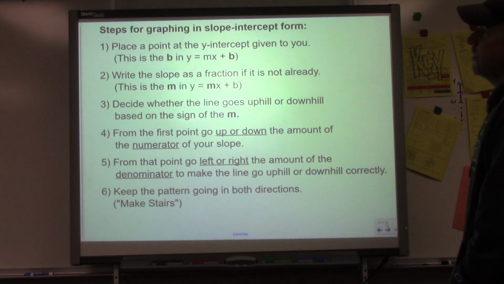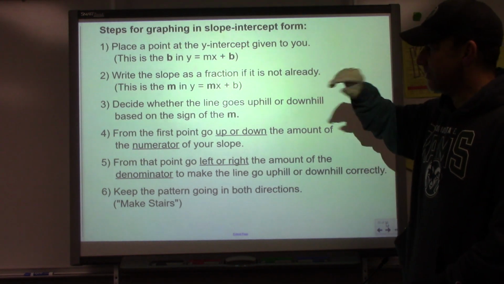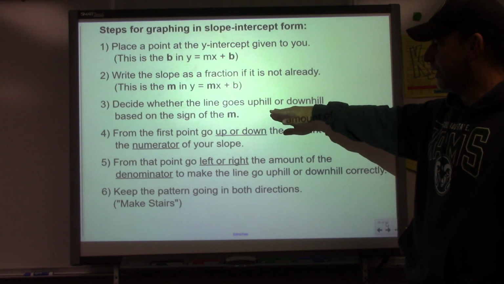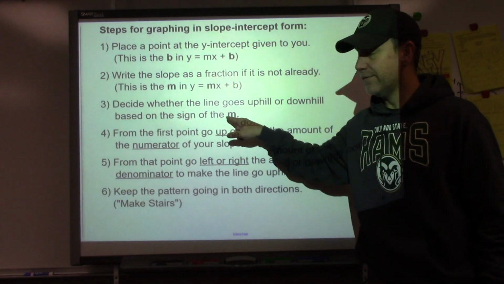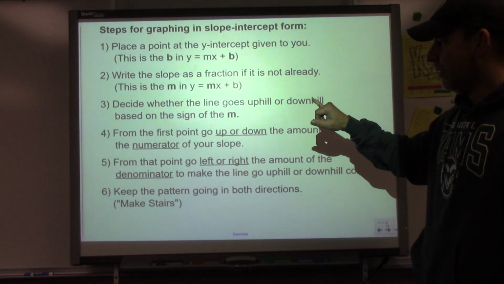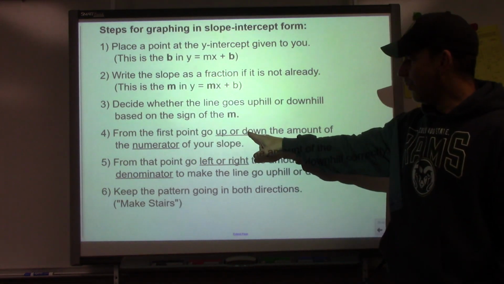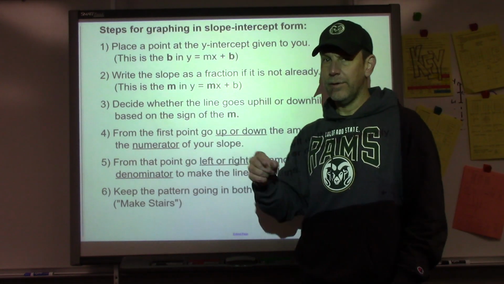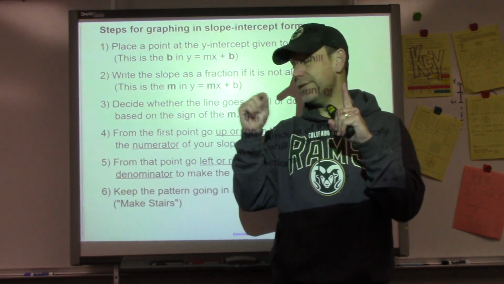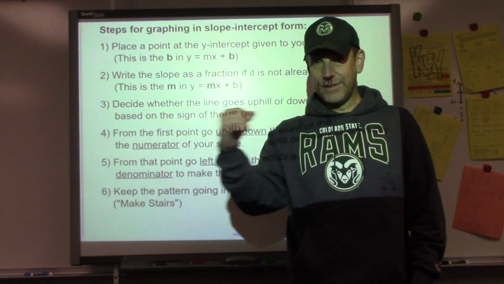Okay, so we're going to place a point at the y-intercept. That's the b. Then we're going to write the slope as a fraction if we don't see it as a fraction already. We're going to decide whether the line goes uphill or downhill based on the sign of the m. Remember, positive goes uphill, negative goes downhill. From the first point, the b, we're going to go up or down the amount of the numerator, which is the top number because that's the rise. Then we're going to go left or right the amount of the denominator because that's the run.